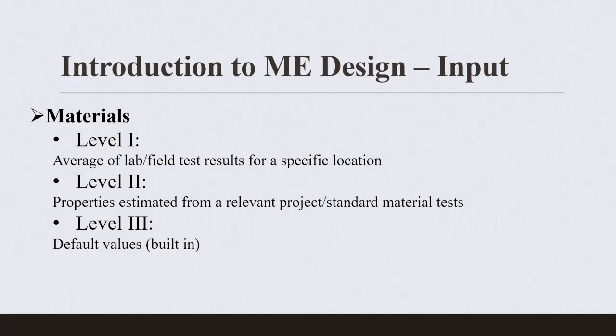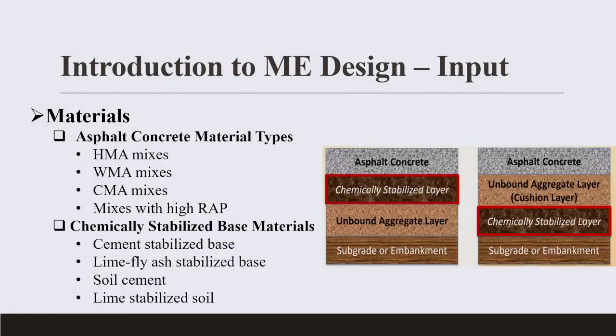General default values are recommended at level 3, regional aggregated at level 2, but you can do laboratory testing for each and every material. So for example, if you are dealing with your unbound material, you now have to do your resilient modulus test and get all those parameters. For your asphalt, you do all those tests and get the parameters into the system. And you'll see an example very soon.